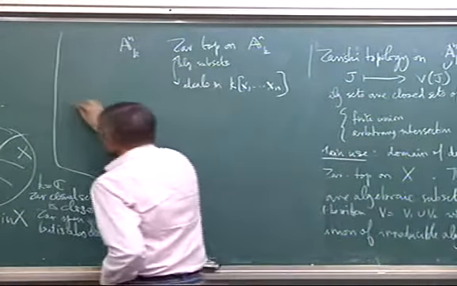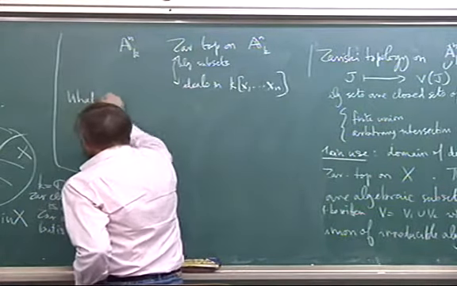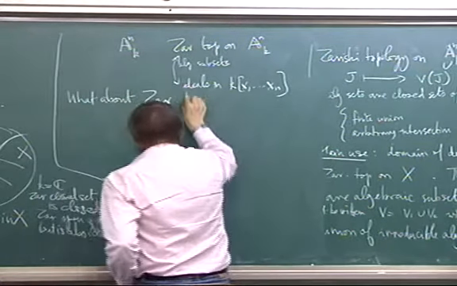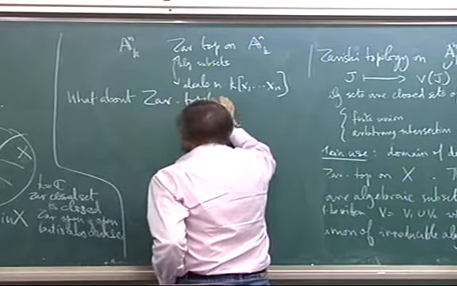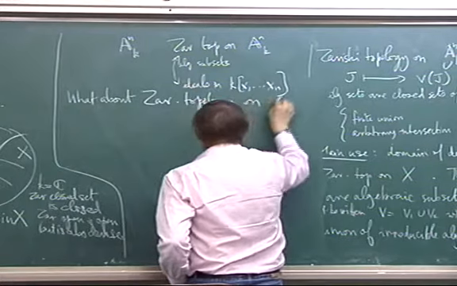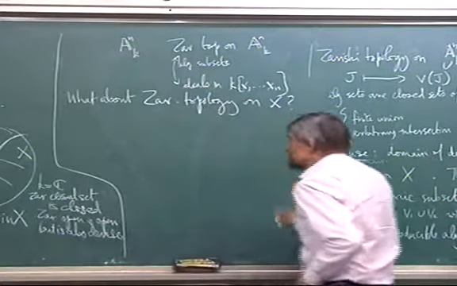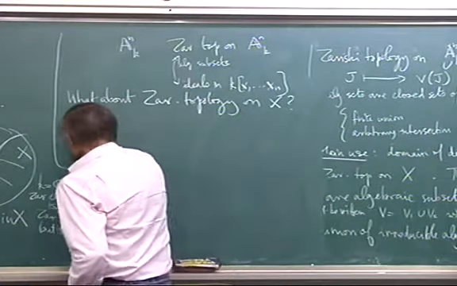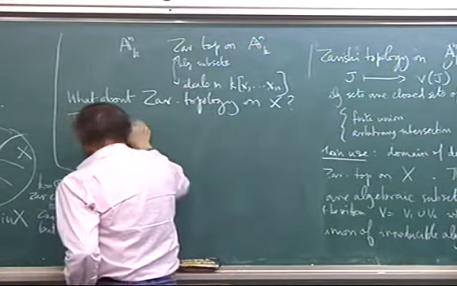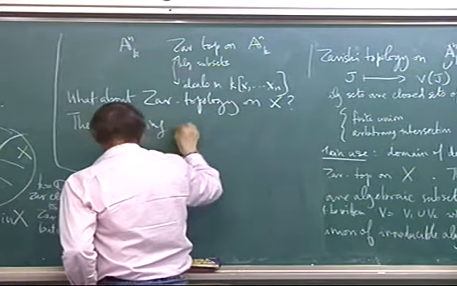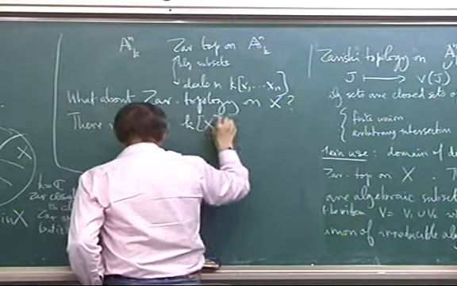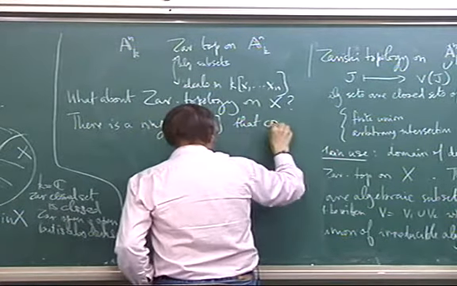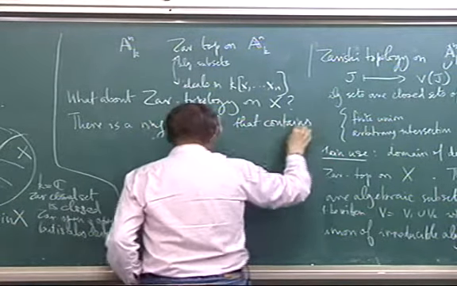So what about the Zariski topology on X? It turns out there is a ring K[X] that contains this information.